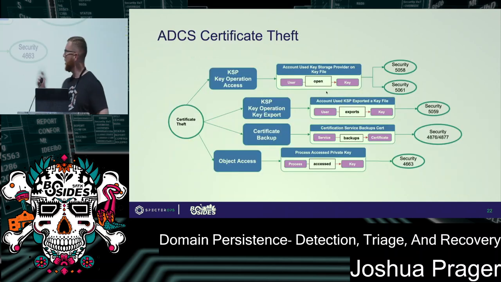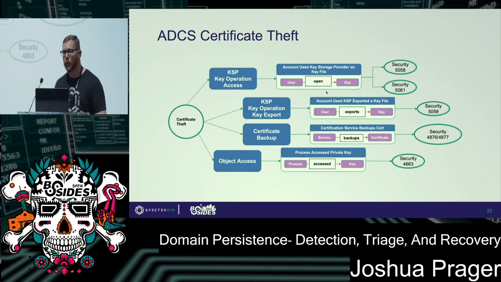We can set SACLs on our private keys. Setting those SACLs will allow us to identify any suspicious processes accessing the private key in a situation where our private key is not being stored on a CA that's offline, okay? So it's the remediation and defensive guidance I can give for folks who do have caveats and reasons they can't offline their CA.